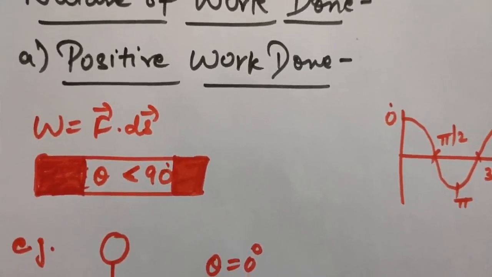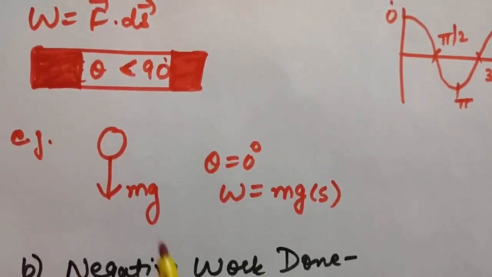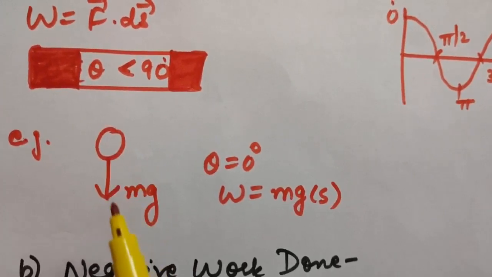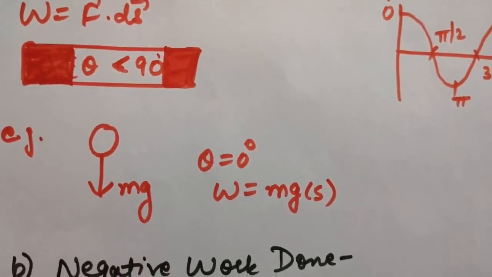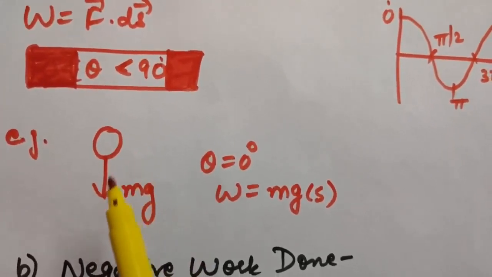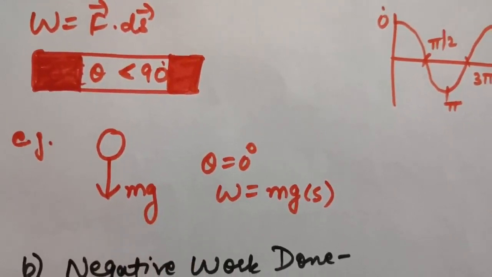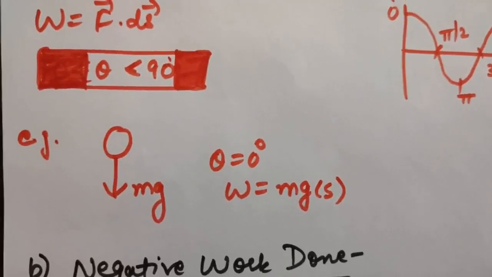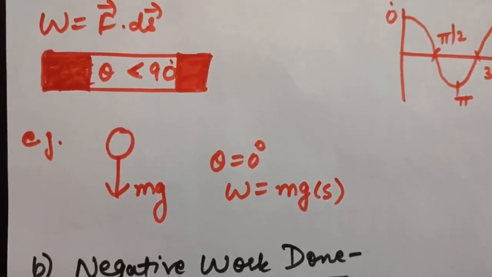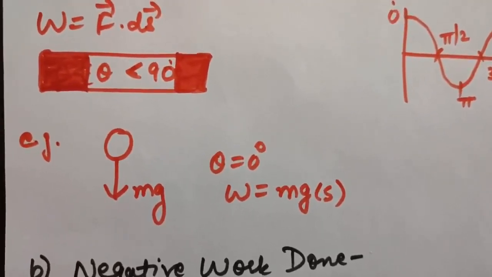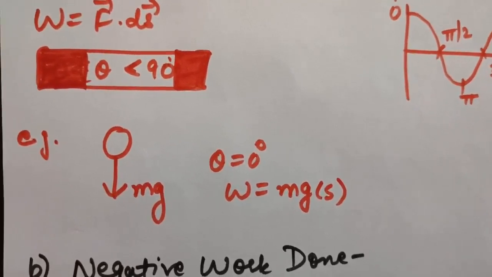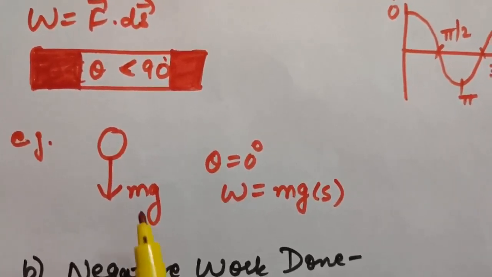For example, look here, when a body is in free fall. Okay, so here which force is acting? You know the force of gravity is acting in the downward direction, that is mg. So now clearly imagine force is acting in the downward direction and displacement is also in the downward direction. So what will be the angle between force and displacement here? Obviously it will be 0.